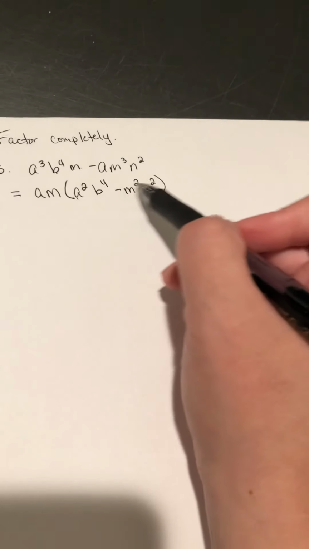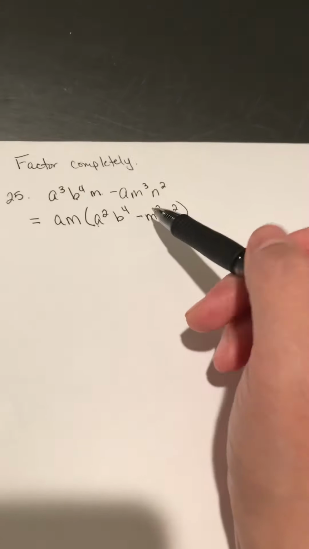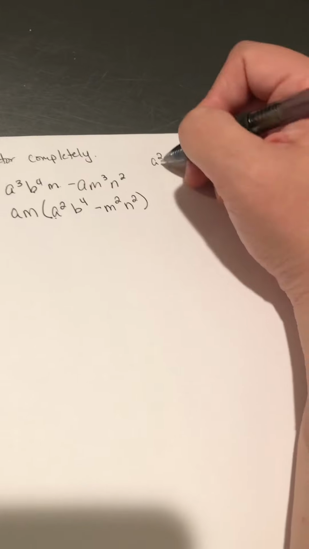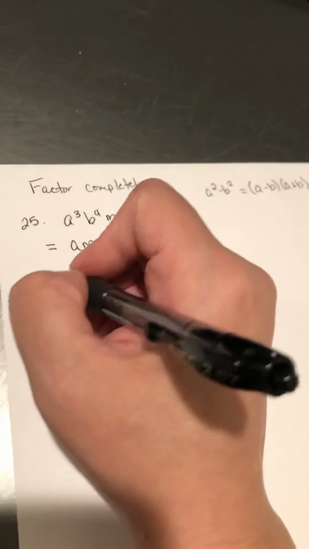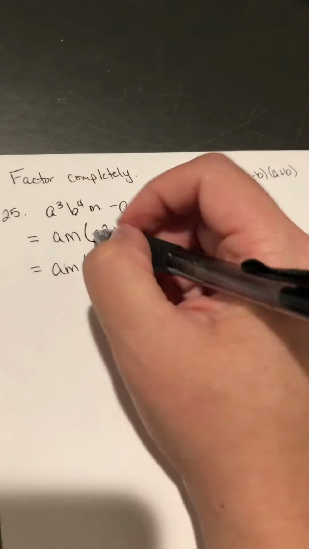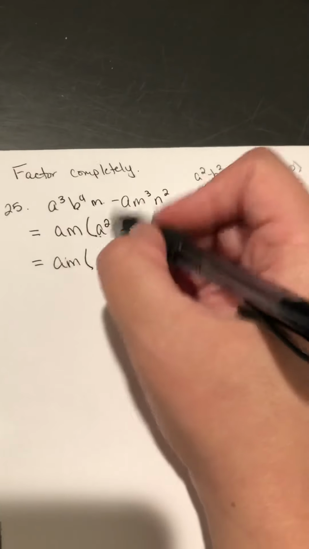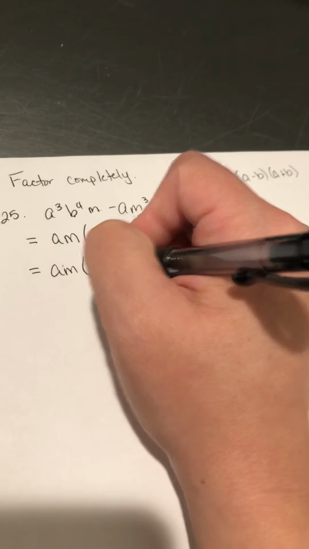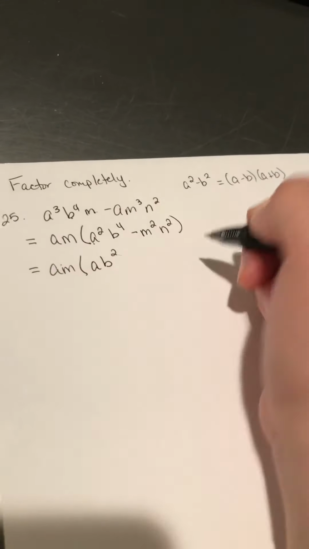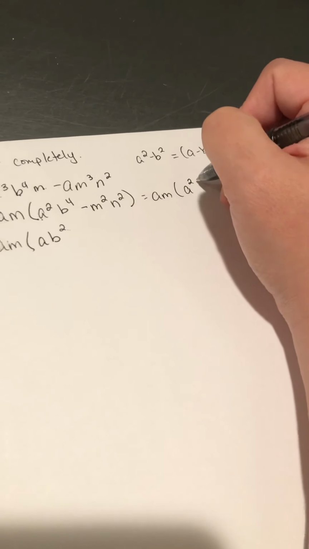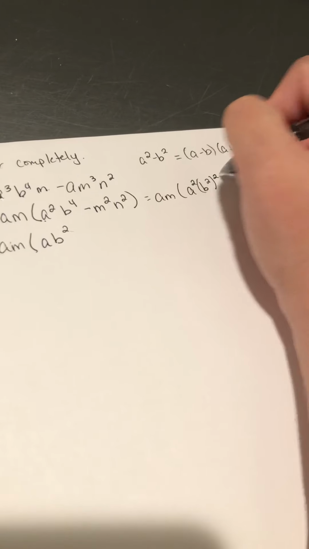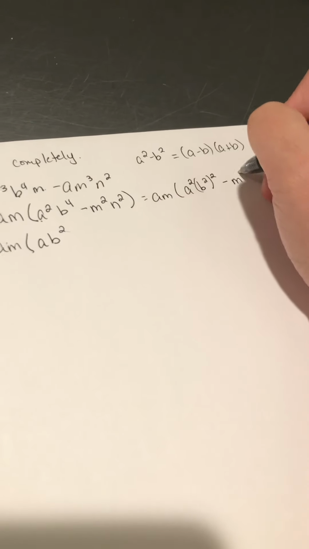So that is a difference of squares, because just like we were saying in the last video, if you have something squared minus something else squared, a squared minus b squared is always a minus b times a plus b. So this right here is a difference of squares. So now I can factor it by saying, okay, it's a minus b times a plus b. So I would have a squared is a, and then b to the 4th is b squared squared, right? So let me write that over here. So I've got am times a squared b squared squared minus m squared n squared.